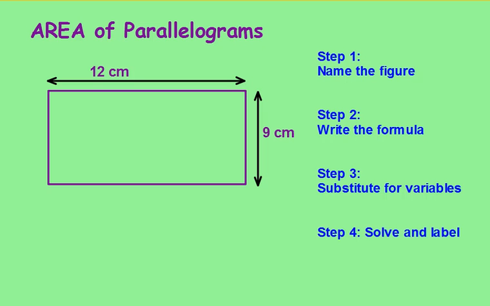Area of parallelograms. When finding the area of parallelograms using formulas, follow these 4 steps. Name the figure, write the formula, substitute for the variables, solve and label. Figure, formula, substitute, solve. In this case, we have a rectangle. It's a parallelogram with 4 congruent angles.